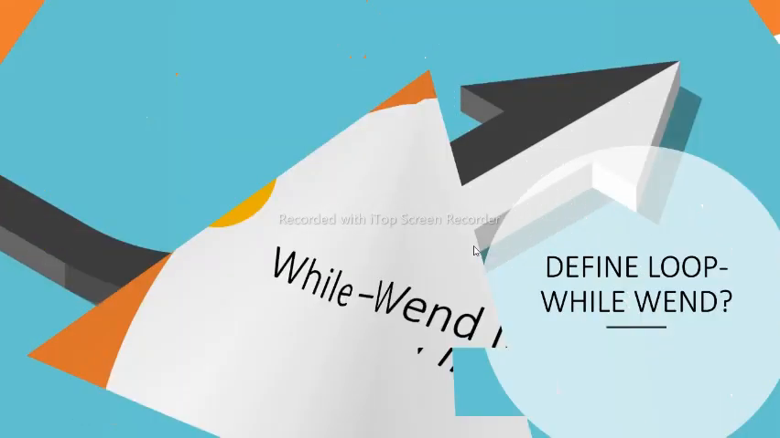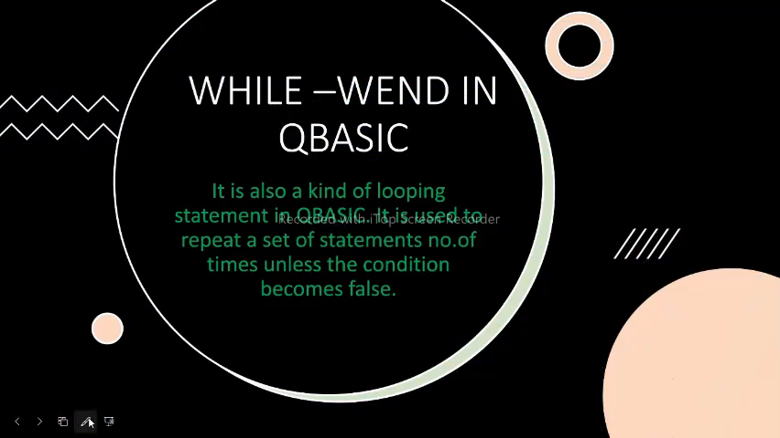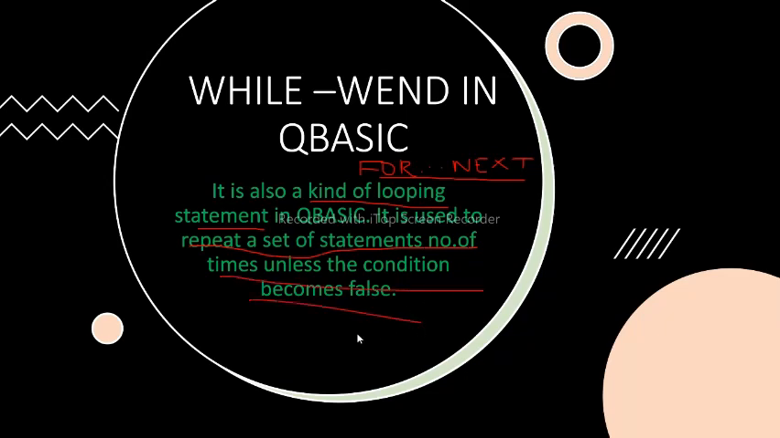What is while-wend in Qbasic? So first of all we will define this. What is the definition of while-wend loop? So as you can see here, the definition of while-wend loop is this. First of all, it is a kind of looping statement, and we have already learned one, that is for next, right? Okay, so for next. It is also used to repeat a set of statements number of times unless the condition becomes false.